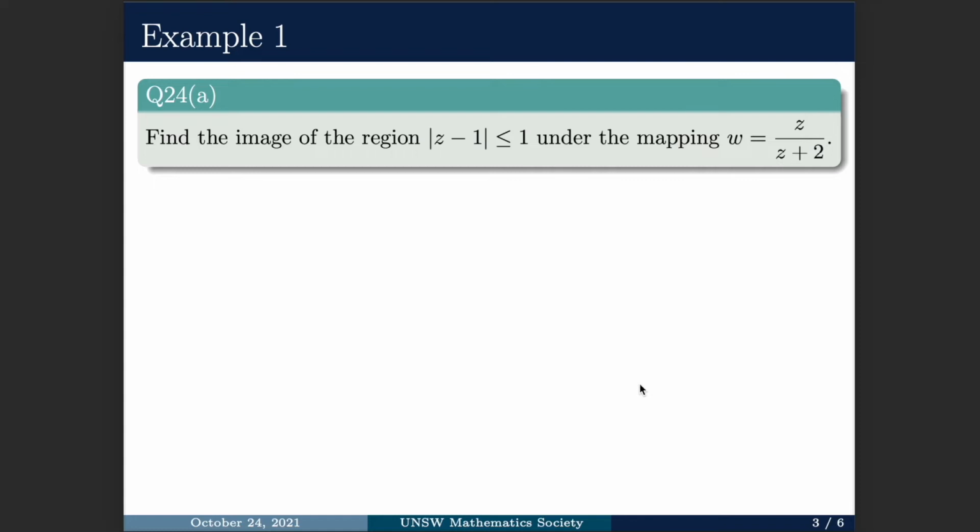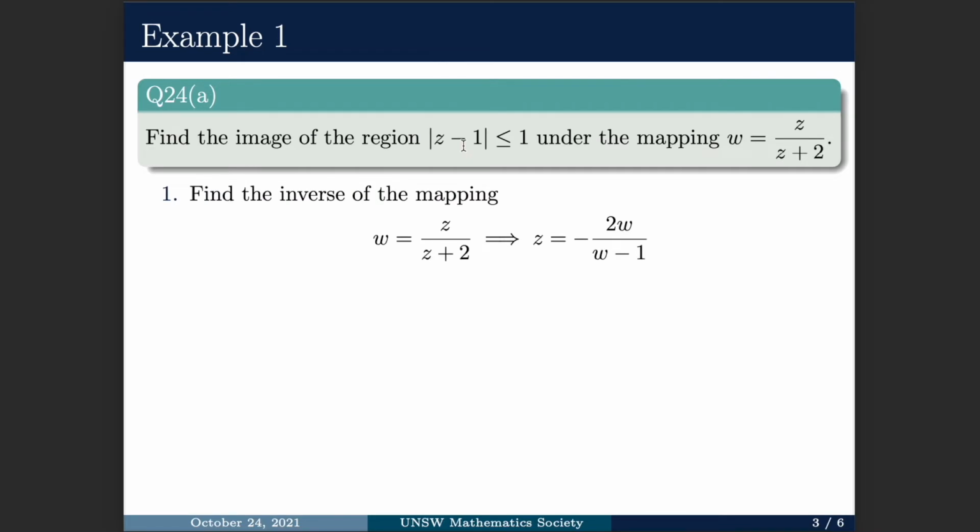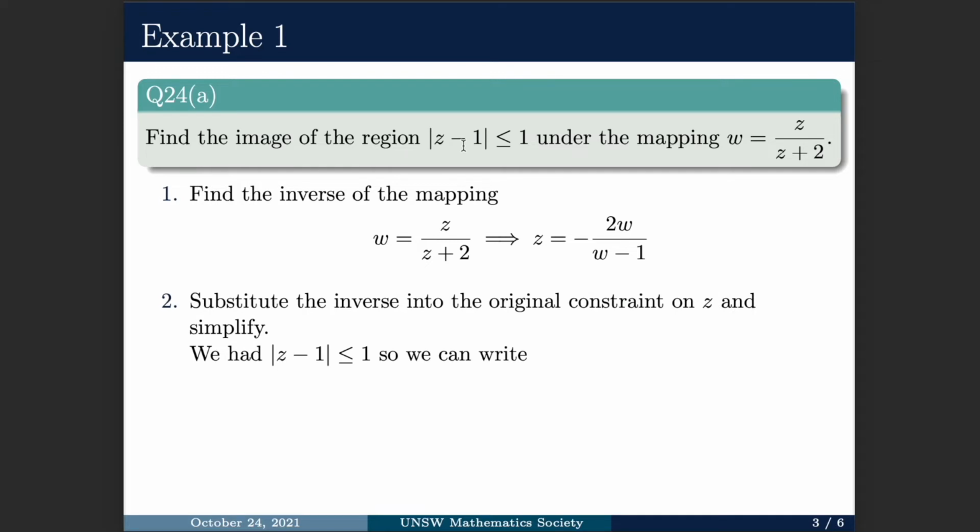First, we want to find the image of the region, this disk, under the mapping w equals 1 on z plus 2. So first step, we find the inverse of the mapping. And I'm going to assume everyone knows how to do that. So, writing z in terms of w. And then we substitute the inverse into the original constraint on z and then simplify.